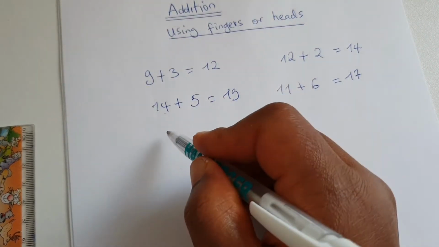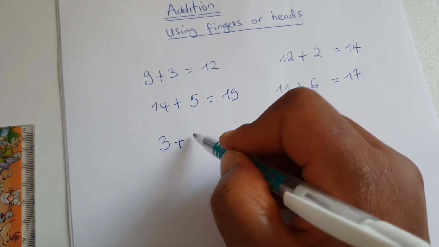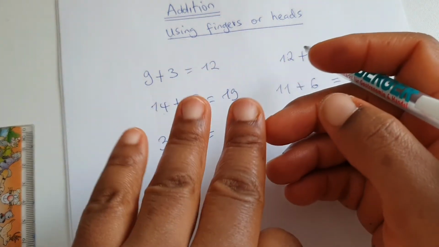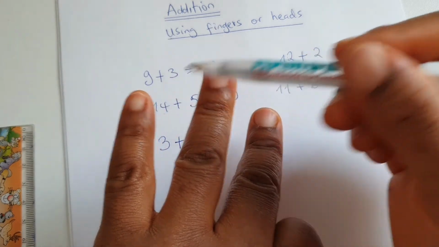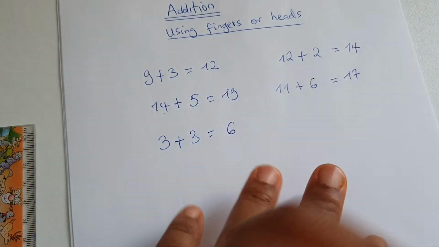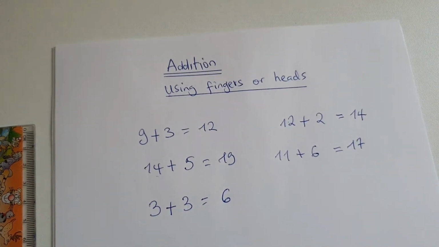So I have the last one now, 3. And I have to add it to 3. Now I have already 3. I have to show my 3 fingers again. Then 3, 4, 5, and 6. Okay. Now we jump right into the next topic. And this time around, we're going to be dealing with skip counting.